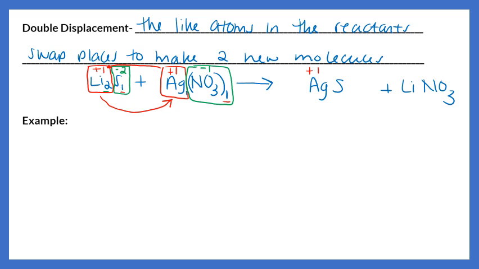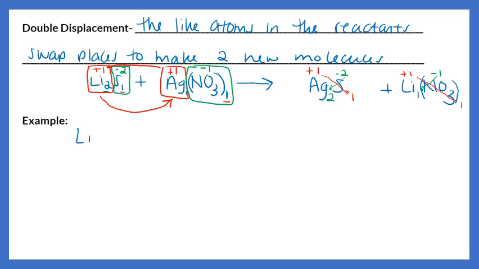And now let's take their charges. So silver is a +1 charge, sulfur is a -2 charge, lithium is a +1 charge, and NO3 is a -1 charge. So let's crisscross those charges. So the 2 will come down to the silver, the 1 will come down to the sulfur, the -1 will come down for the lithium, and the +1 will come down for the nitrate, the NO3.